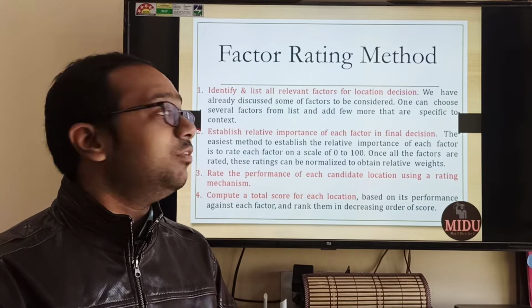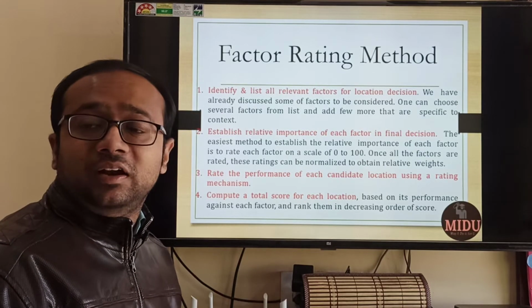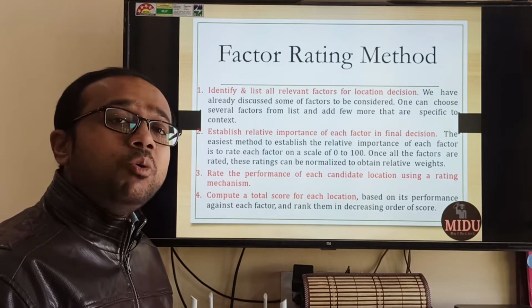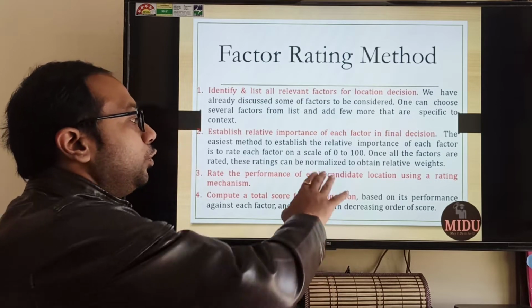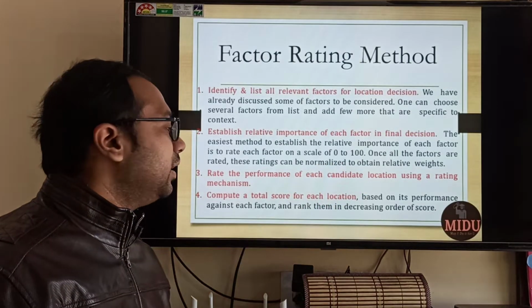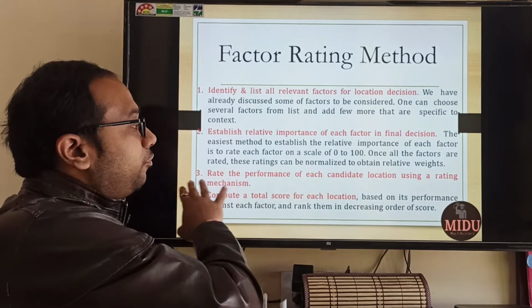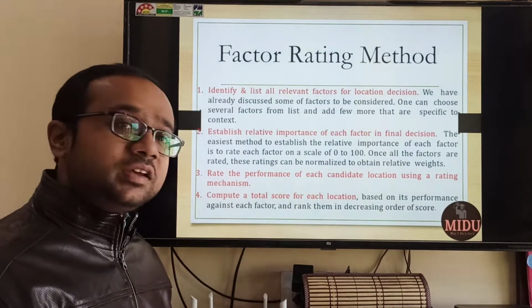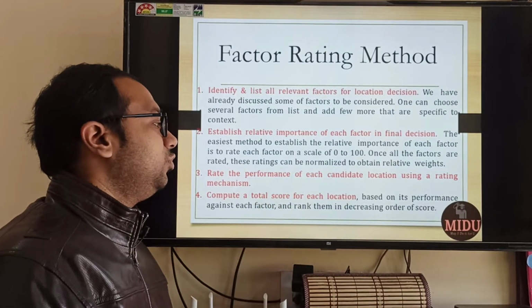For each factor there will be a weight. Then establish the relative importance of each factor in the final decision. So in final decisions, how important each factor is, that we need to see. We give this on a scale of 0 to 100. Then we use this weighted score to rate the performance of each location. You rate the performance of each location on that scale and then compute the total score of each location.